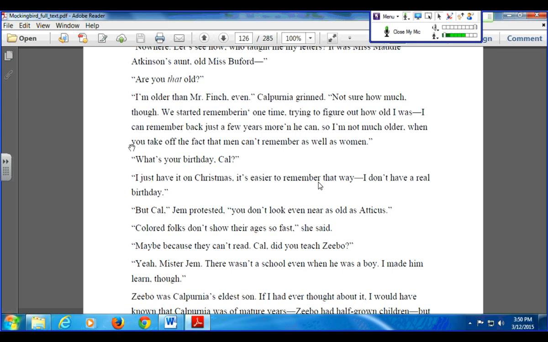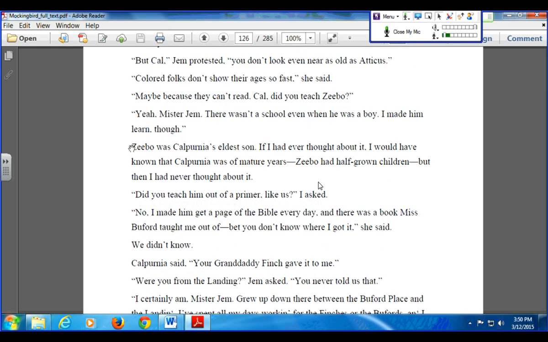Zeebo was Calpurnia's eldest son. I never thought of it. I would have known that Calpurnia was of mature years. Zeebo had half-grown children. But I never thought about it. Did you teach him a primer like us? I asked. No, I made him copy a page of the Bible every day. And there was a book Miss Buford taught me out of. Bet you don't know where I got it, she said. We didn't know. Your granddaddy Finch gave it to me.